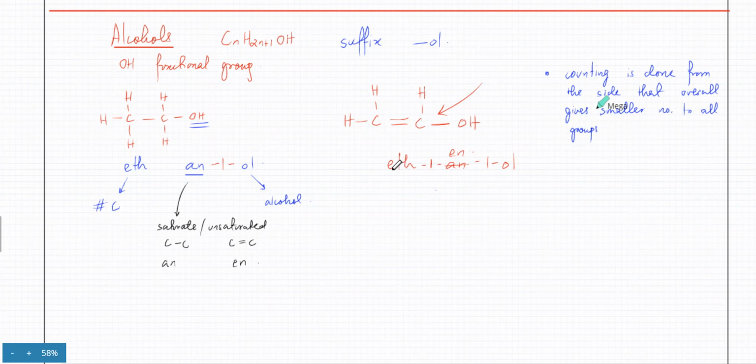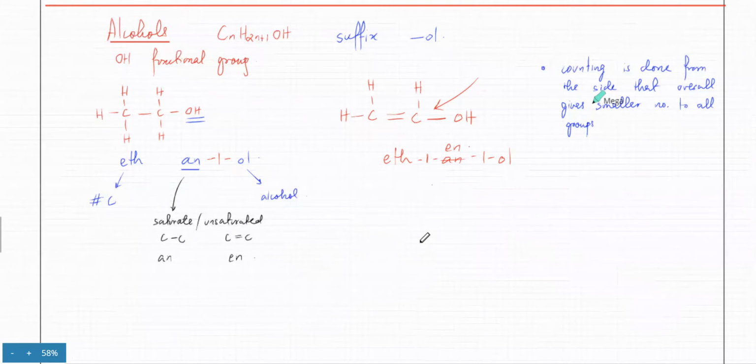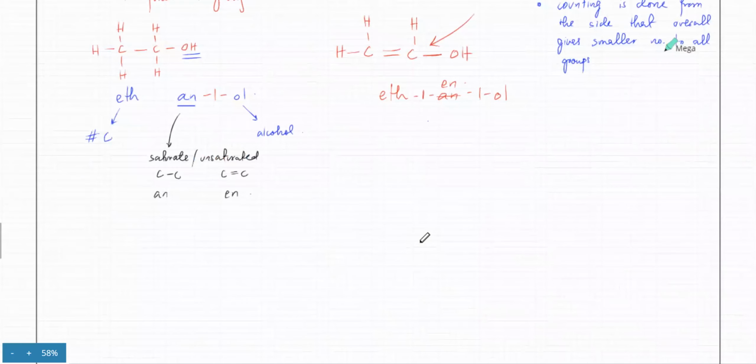One is usually not written, because one is the default position. Plus, this molecule cannot have a 2. If OH is on the other side, it would still be 1. So remember this: if nothing is written, and the position is not mentioned, then by default it's 1. Let's do another molecule.